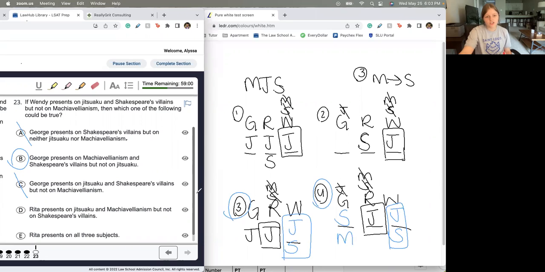R presents on J and M, but not S. No, in both of my worlds, I'm gonna have to have J and only J and R, so we can eliminate that. And that also eliminates E, R presenting on all three subjects. Again, we can only have J happening there.